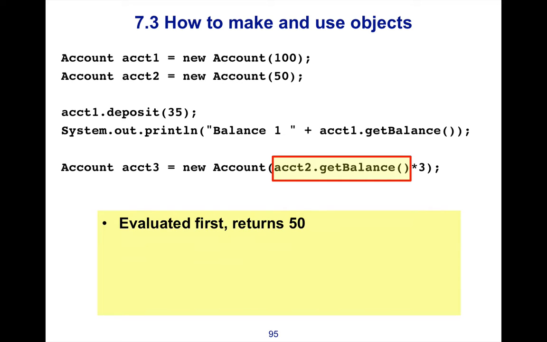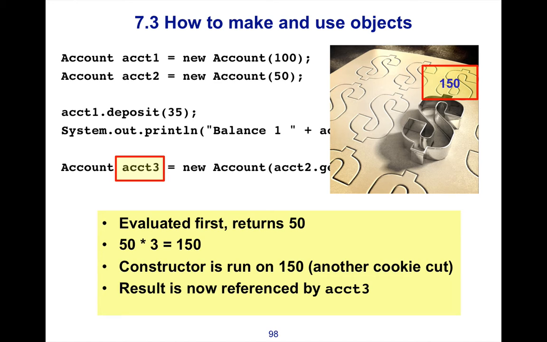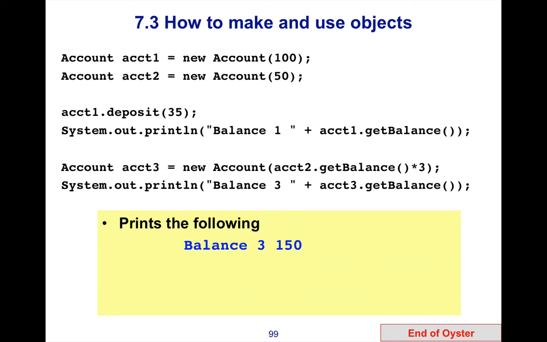So in English I might say, let's make a new account whose initial balance is 3 times the current value of account2. So we get the current value of account2 by saying account2.getBalance. That's going to return 50. We multiply that by 3 to get 150, and then we call the constructor on the value 150, and it does what it did before. It creates a new cookie, a new object, a new account object, whose initial balance is $150. And if I tried to print that out afterwards, the print line that you see here would produce balance3, 150.